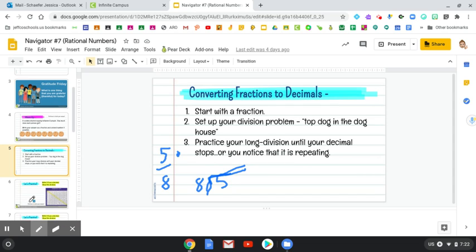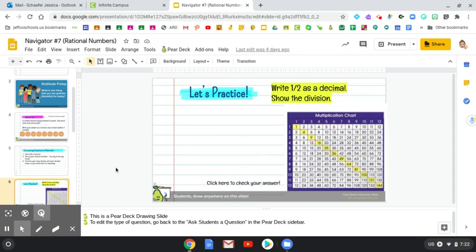All right, so we're going to practice. We're going to show our long division for taking 1/2 and writing it as a decimal. So I'm going to put the top dog, 1, in the doghouse. 2 goes on the outside. All of these divisions are going to end up being decimals. I'm running into a problem here though, because 2 cannot fit into 1. It would fit in 0 times. And then I have no other number. Here's where I'm forced to add a decimal and bring in a 0.